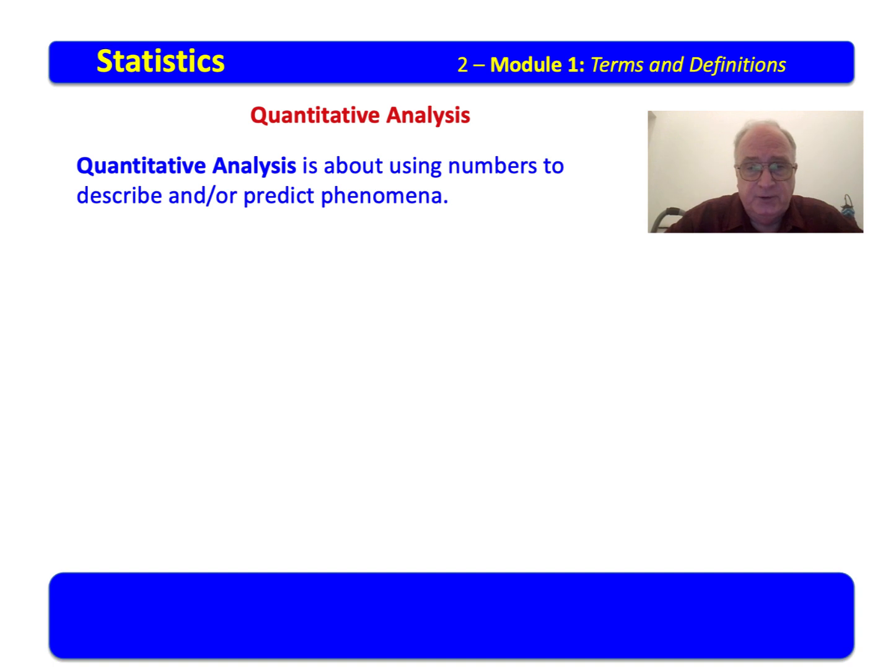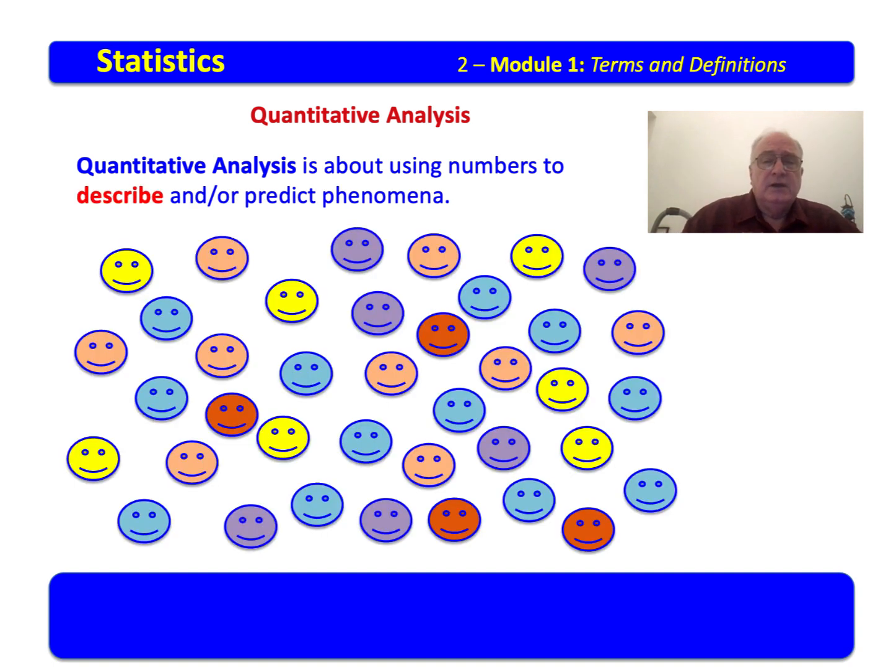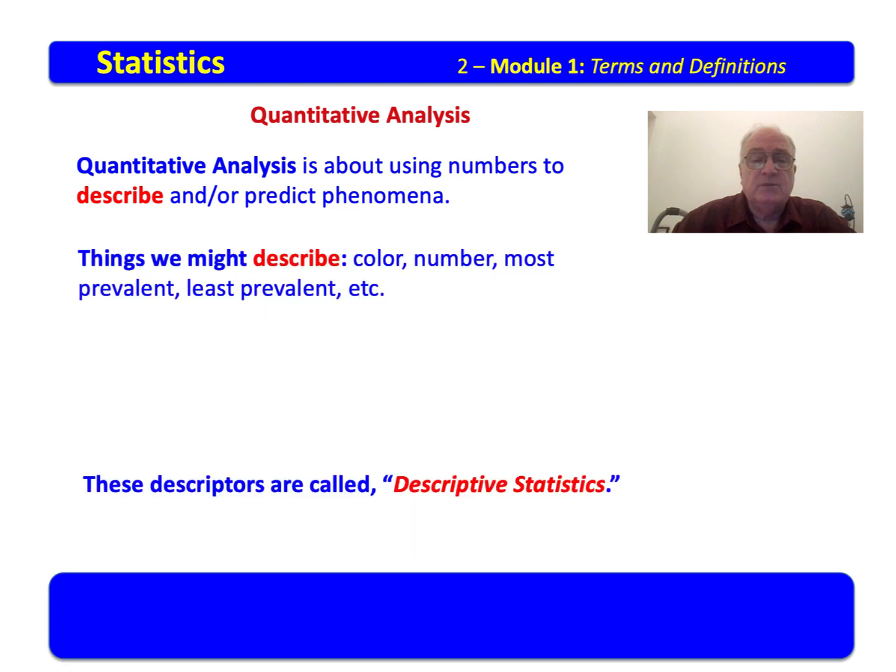And in order to help you understand this, we're going to begin looking at what we call a data set. Now, in this set, we have a group of little smiley faces, and each of these little smiley faces has a color. We have yellow ones, orange ones, blue ones, purple ones, and dark orange ones. So we can begin to quantify some of that by counting them.